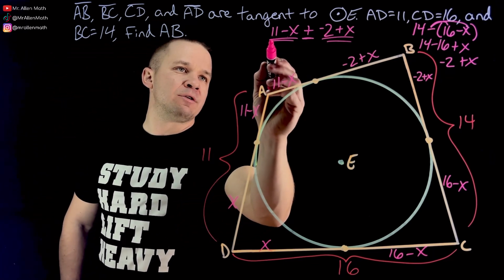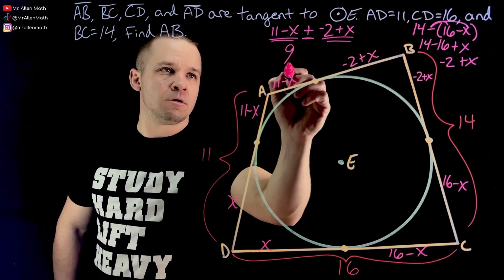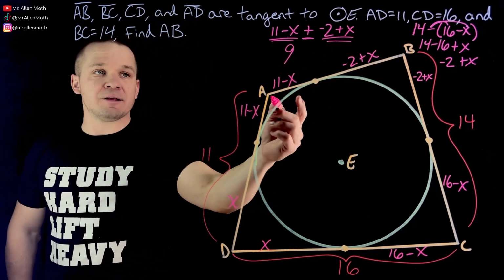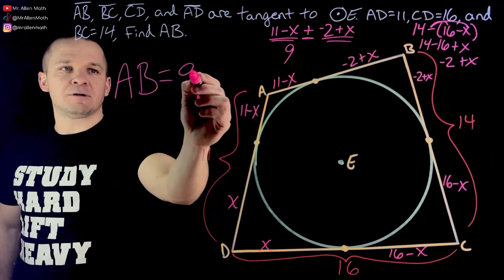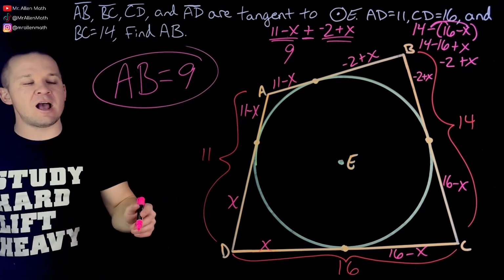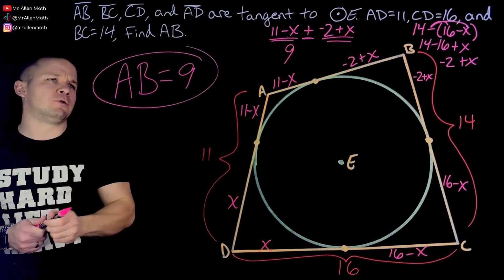So I have 11, negative 2. That's going to give me, what, 9? What happens to my X's? They cancel. So that means that AB equals 9. Yay! Final answer. It's pretty dope. Pretty darn dope. Cool. It's awesome.